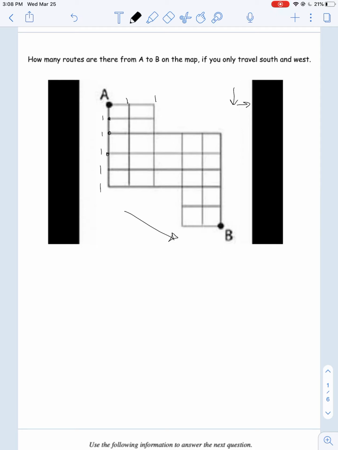1, 1, 1, 1, 1, because there's only one way to get to all these vertices, these points. And then you would add up the 1 and the 1 to get 2. And then you'd add up the 2 and the 1 coming down to give me 3. The 1 and the 2 add up to 3. The 3 and the 3 add up to 6. The 1 and the 3 add up to 4. The 1 and the 4 add up to 5. The 1 and the 5 add up to 6.